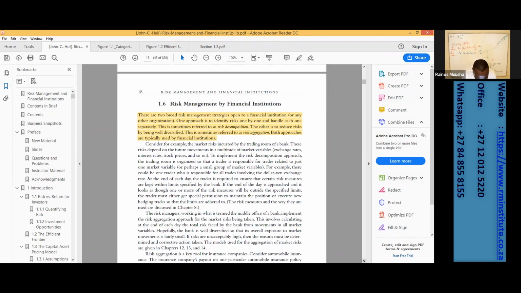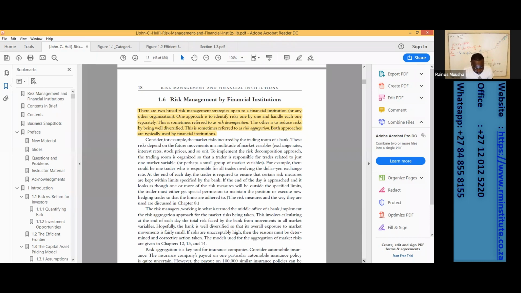Then in section 1.6, we look at risk management by financial institutions, and here they say there are two broad risk management strategies open to a financial institution. One approach is to identify the risks one by one and handle each one separately. This is sometimes referred to as risk decomposition. The other is to reduce risk by being well diversified. This is sometimes referred to as risk aggregation. Both approaches are typically used by financial institutions when they're managing risk.